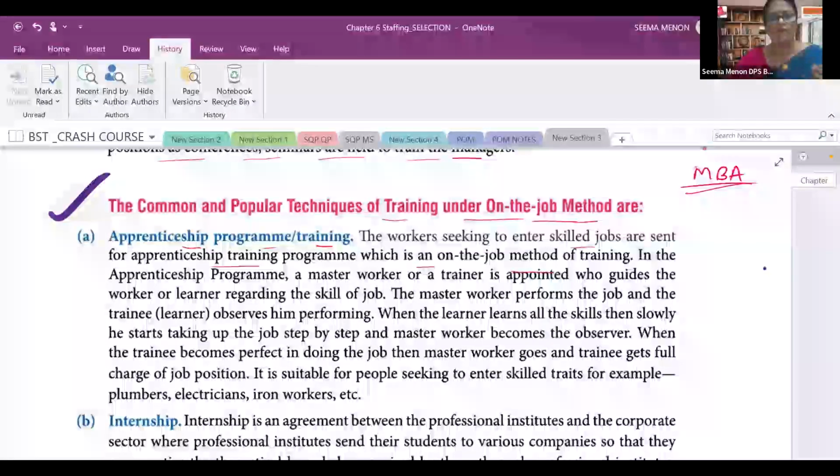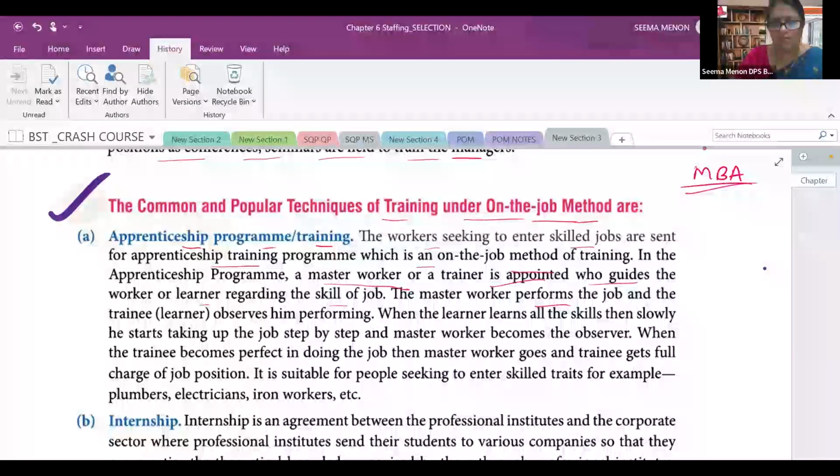So here you see skilled job, any type of skilled job, not only for the workers. Nowadays for the staff also it is there. In the apprenticeship program, a master worker, so our keyword for the case study. You are going to a factory, dealing with HR people. There may be an experienced HR person. You will work under them as a trainee. A master worker or a trainer is appointed who guides the worker or the learner regarding the skill of the job. This trainer will be training the new learner. They will guide them, teach them, and explain how to do the work.